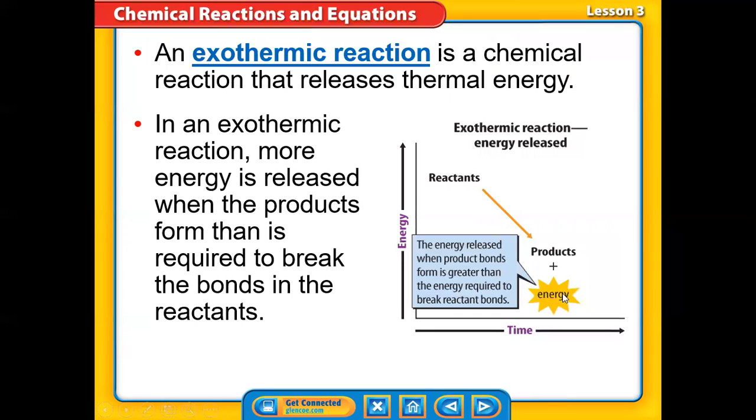This 20 joules of energy will be released to the environment or the surroundings in whatever shape it could be: in the form of light, sound, or heat, and heat is the major type of energy released during a chemical reaction.